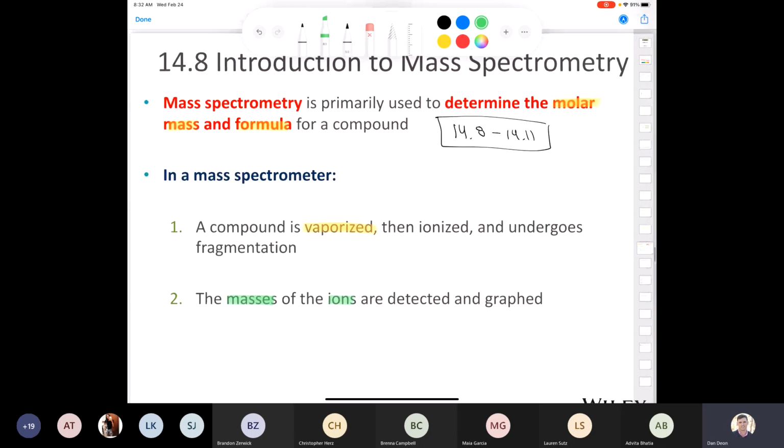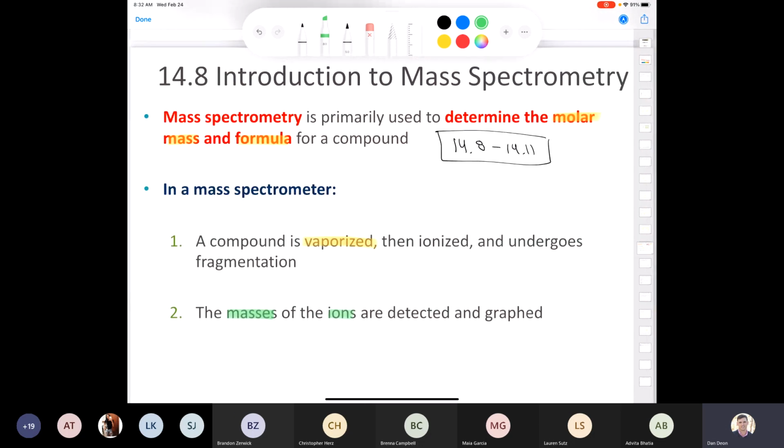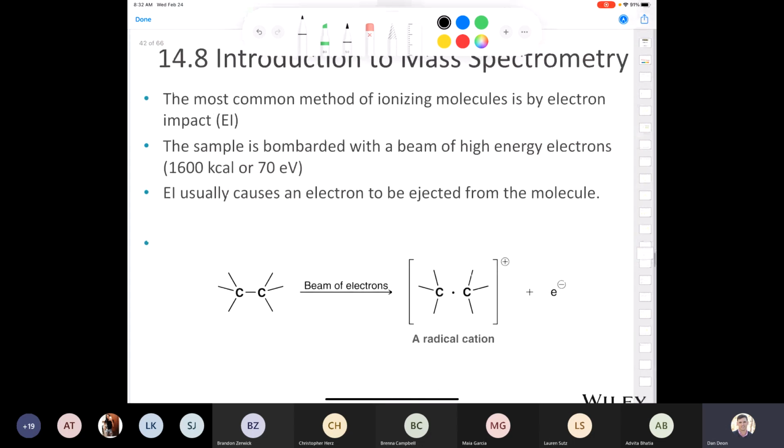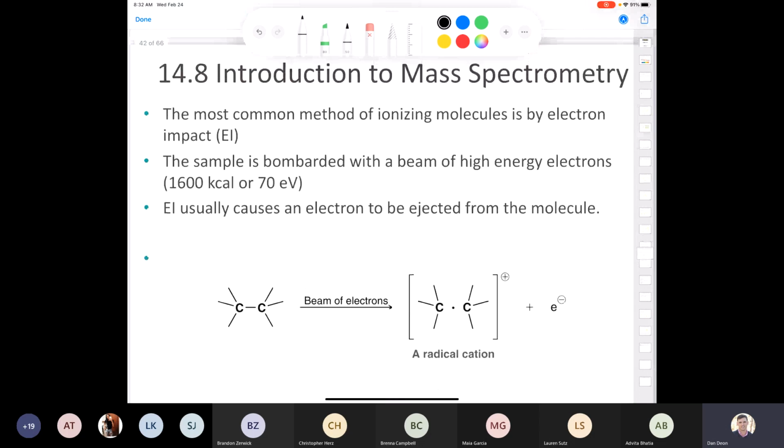And we're going to see two types of ions that we're concerned with in this class. We're going to look at cations, and I know that everybody knows what a cation is. And we're also going to see something that are called radical cations. So cations and radical cations are the only things that we're going to see in our mass spectrum. So there are several different types of mass spectrometry. The most common method that we use for ionizing molecules is called electron impact ionization. We shorten that to EI.